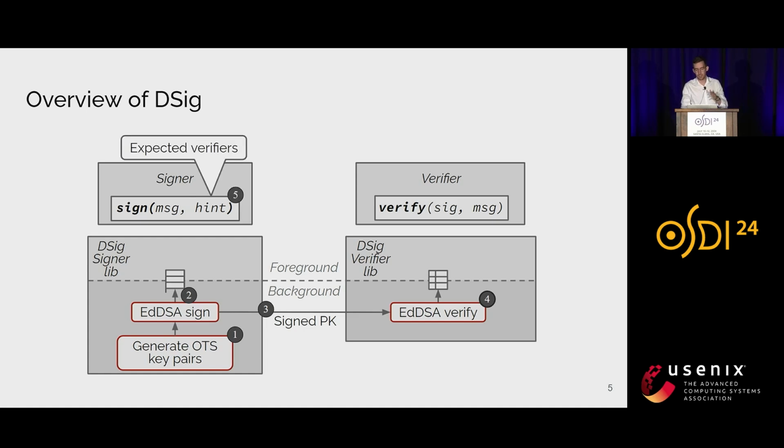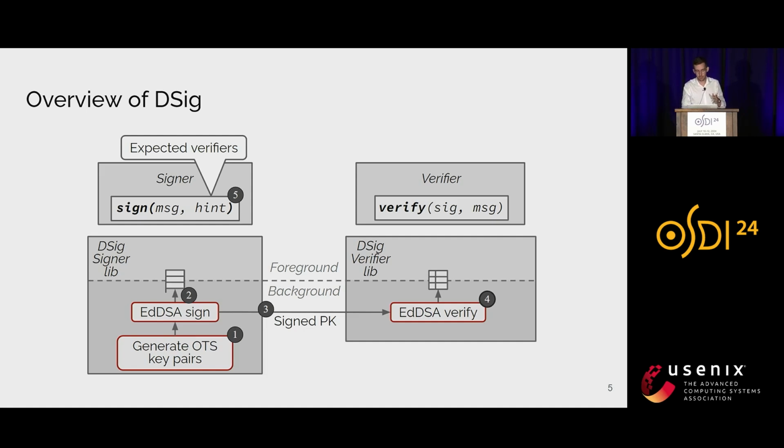Then, when you're on the critical path, the signer is going to call the sign function, and it's going to provide a hint. This hint is going to be the list of verifiers that will need to check the signature on their critical path. So those are verifiers to whom the public key was forwarded ahead of time.